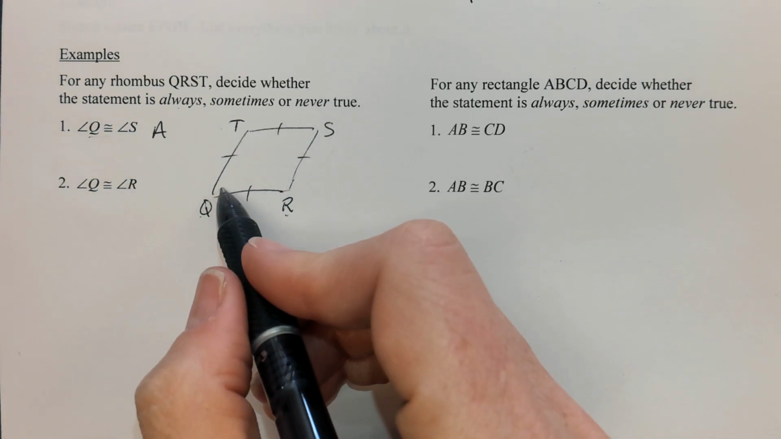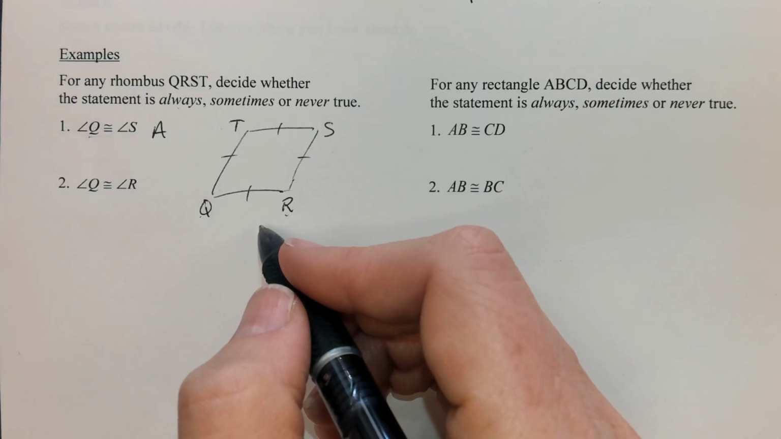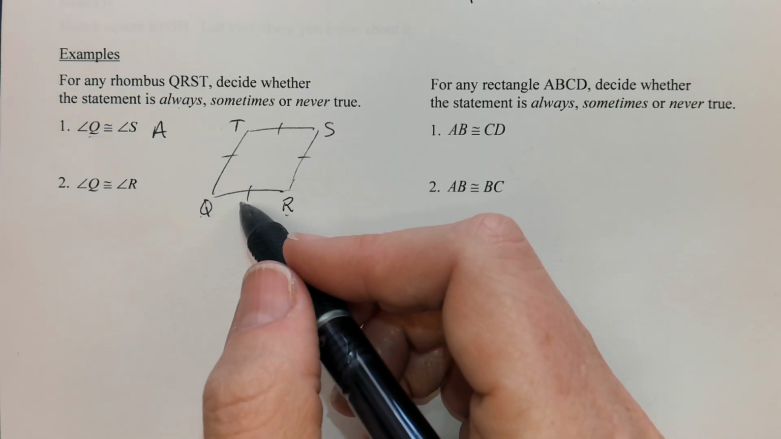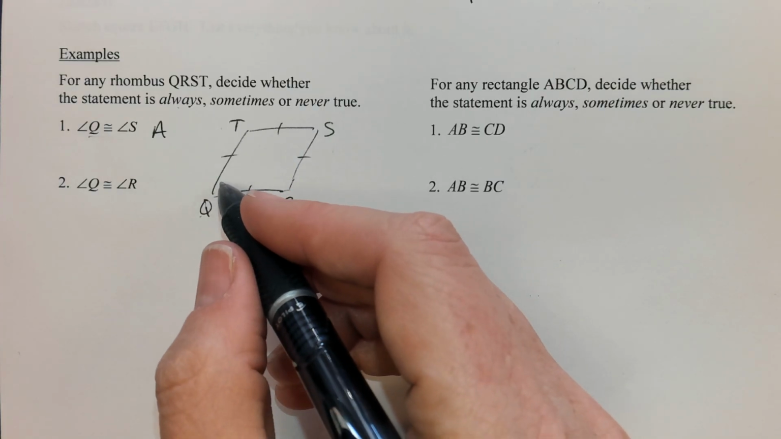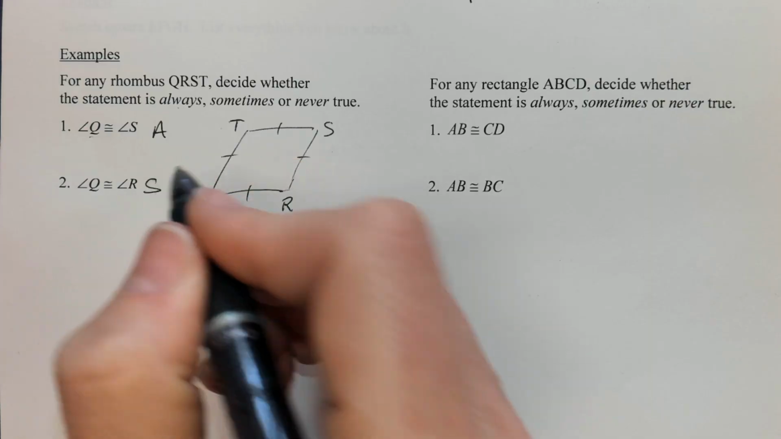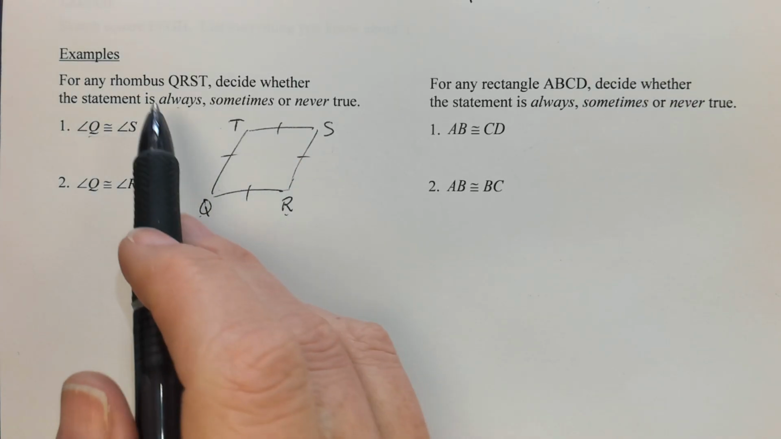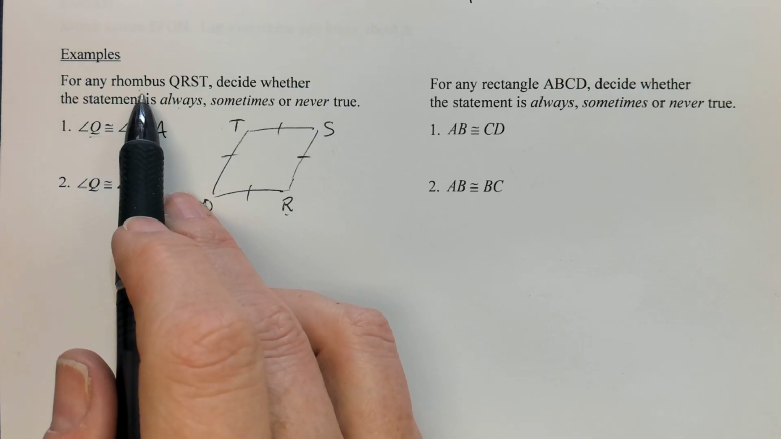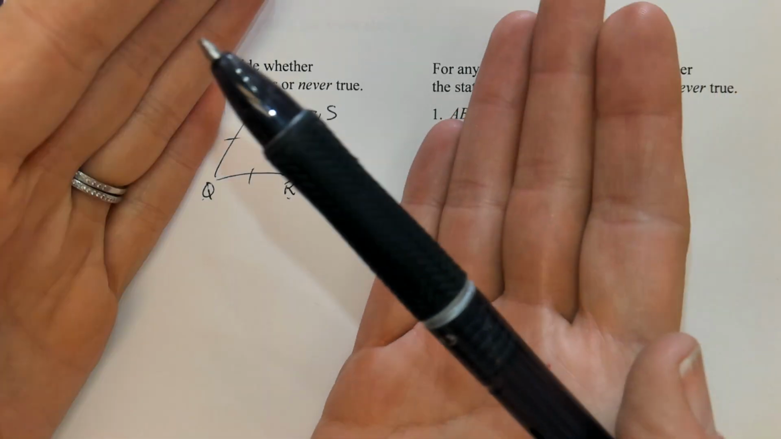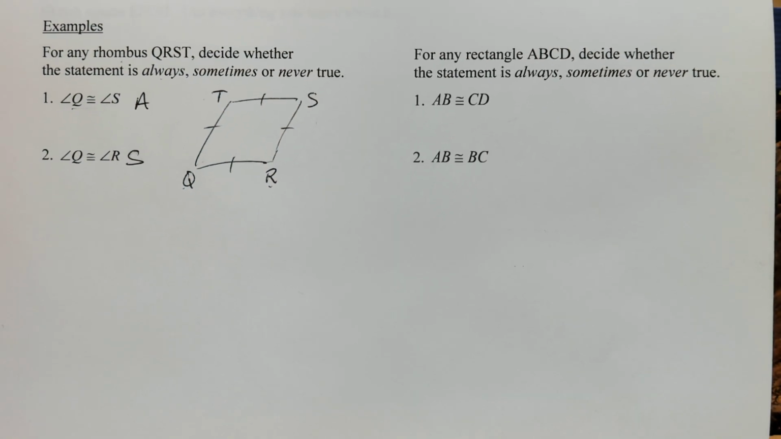Next up, I've got Q and R. Now, these are next to each other. Consecutive angles are supposed to add up to 180, and there's only one time that they could equal each other and add up to 180, and it would be when these are both right angles. And that only happens if you have a square. So this is a sometimes. If this shape turns out to be a square, then we would be okay. Squares are rhombuses, but rhombuses are not squares. So if it kind of stood up straight and became a square, then that would be a sometimes. It could happen.